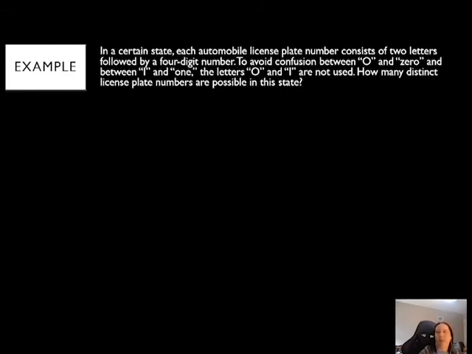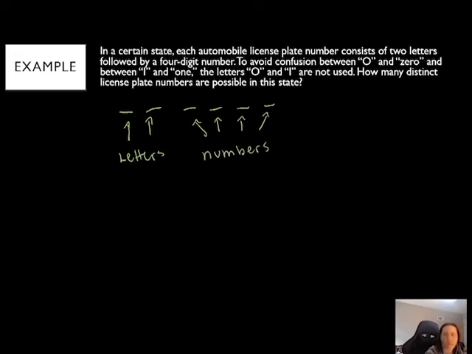And this is my last example. In a certain state, each automobile license plate number consists of 2 letters followed by a 4-digit number. So these are letters, and then we've got 1, 2, 3, 4. So these are all numbers. To avoid confusion between O and 0 and I and 1, the letters O and I are not used. So that means instead of 26 letters, we now have 24. How many distinct license plate numbers are possible in this state?